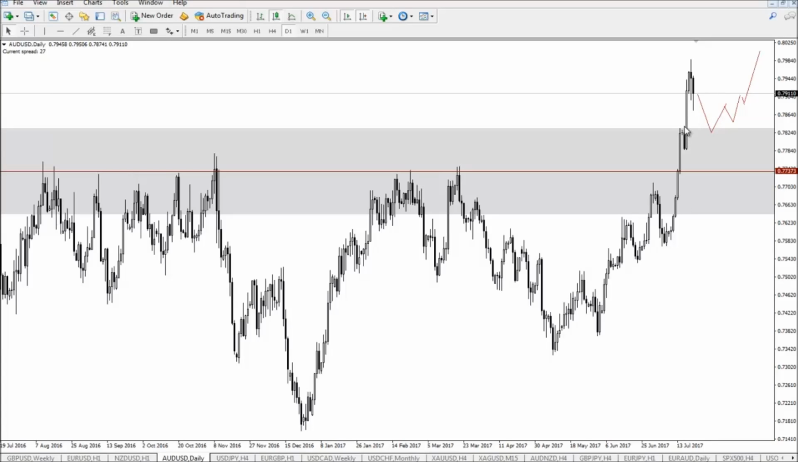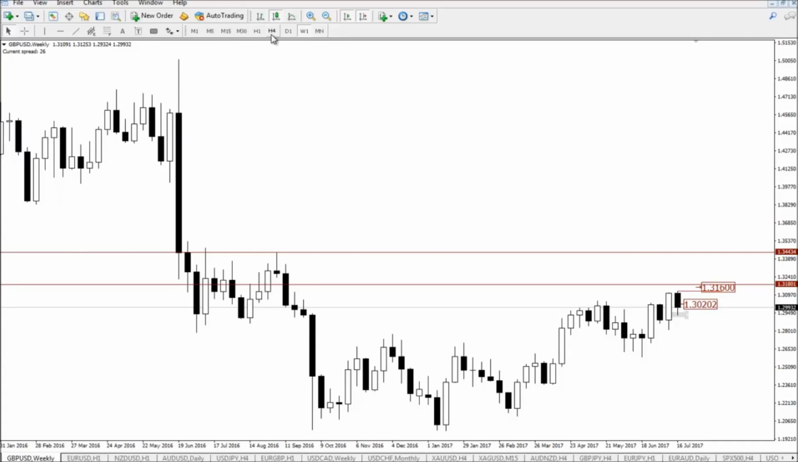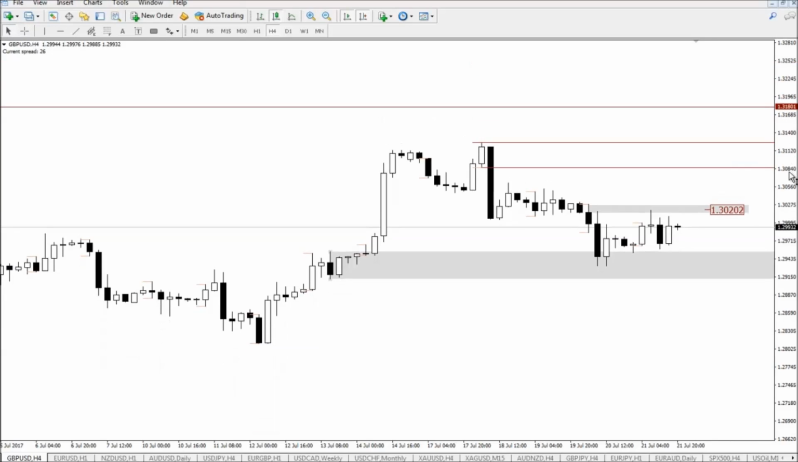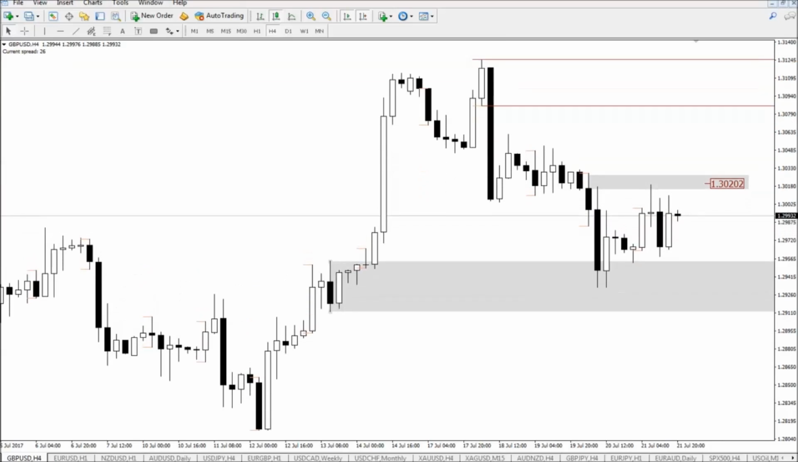I personally think Aussie's going to wait and let the other pairs rally. So Cable, I believe, is going to be the focus for me next week. Things may change, I could be wrong, but I think Cable is going to be the one. Immediate short-term targets would be here, right? But like I said, 3160 is what I'm looking for next week. But we'll see.